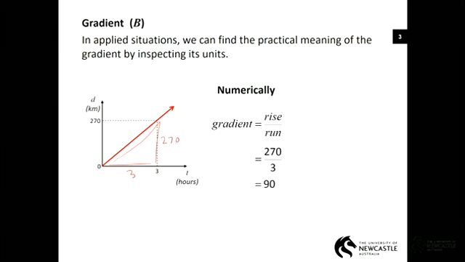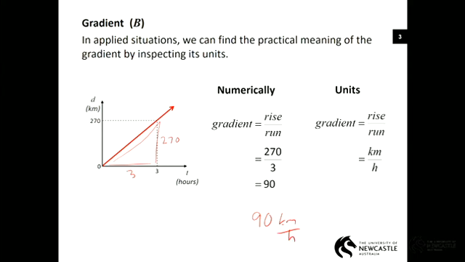But we could want to know, what does that mean? Let's just look at the units. It's rise over run. The vertical units were kilometres and the horizontal units were hours. So really, I could have said the gradient was 90 kilometres per hour. And hopefully that's telling us, what did it mean? Speed. Okay?